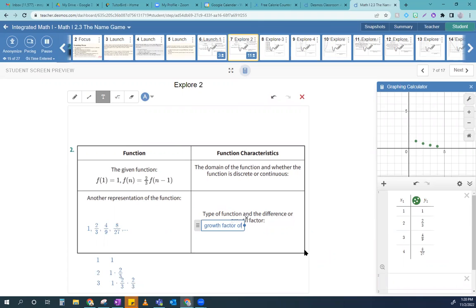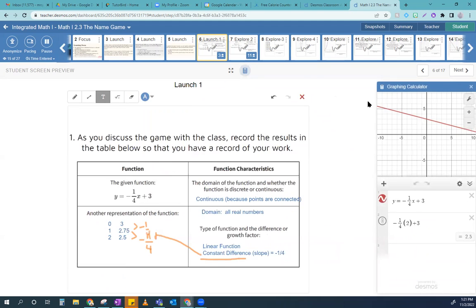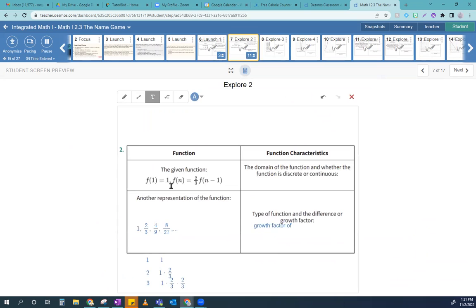Yes, because it's growing exponentially. Remember, these are times, times, times, times, times. If you look at my previous slide, this was minus, minus, minus. This constant difference. And then remember our picture, it looked like a line. Okay, this one, the growth factor is 2/3. Very good. 2/3. Right?